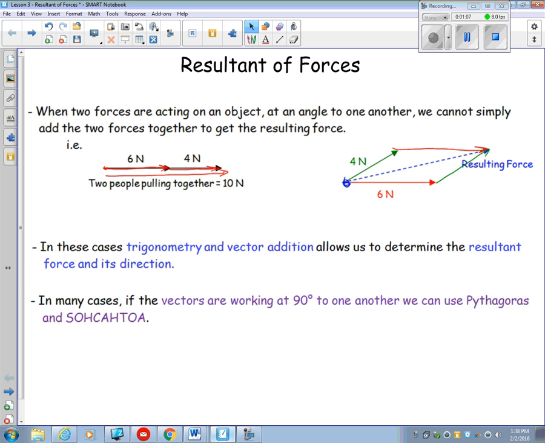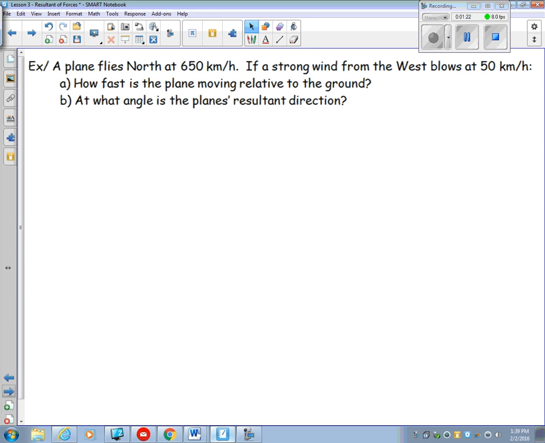Okay. It turns out if we work with right angles, north and east and south and west and things like that, we can use Pythagoras and SOHCAHTOA. If we work with things like that diagram that aren't right angles, we'll have to go back to cosine law and sine law. Okay. So let's take a look at our first example.